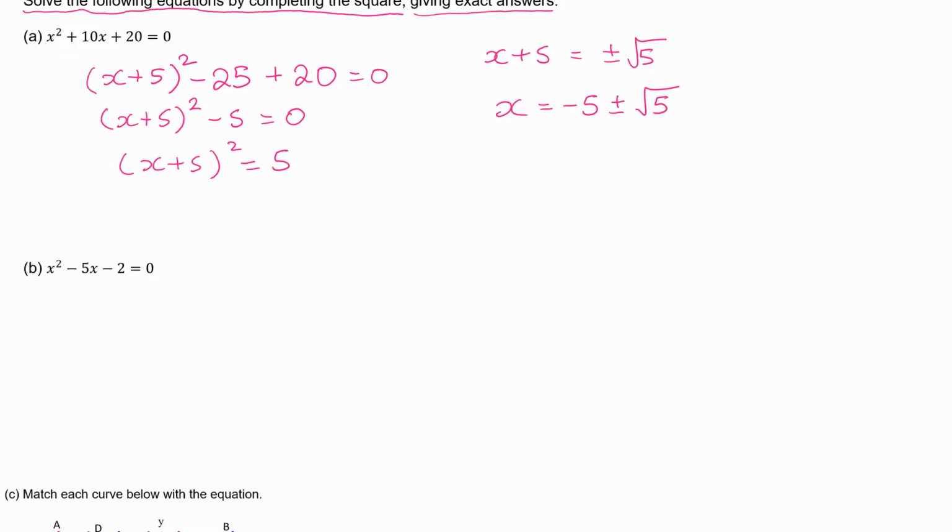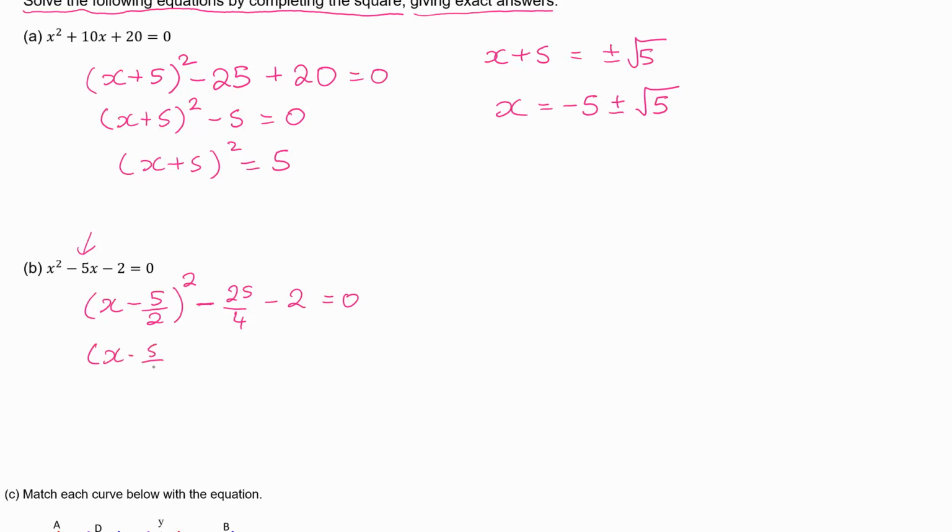And now for part B. We know we need half of this coefficient like we did above, and in this case, it's best to leave it as a fraction. So x take away 5 over 2 squared. Then we need to take away the square of that, which is going to be 25 over 4. Take away 2 is equal to 0.